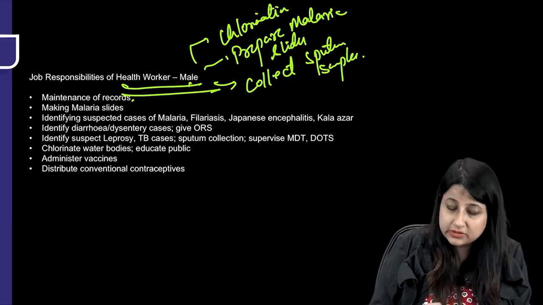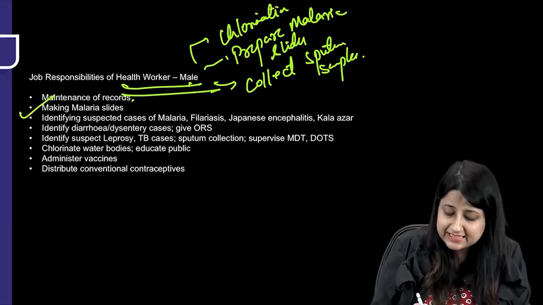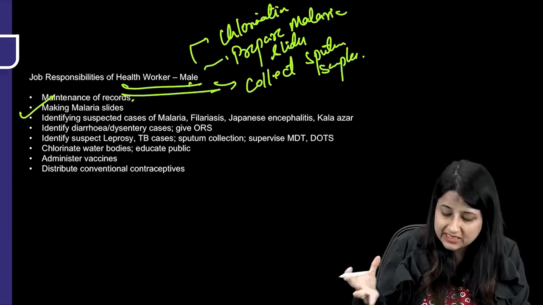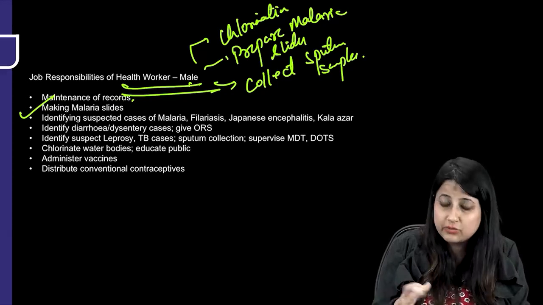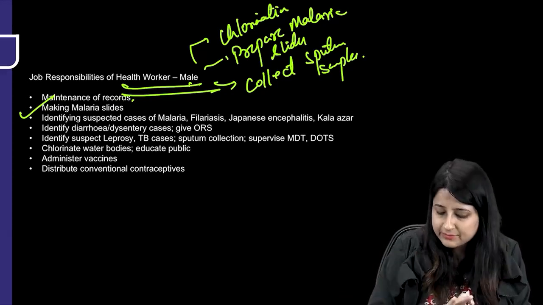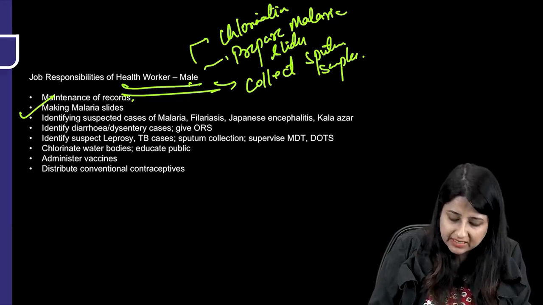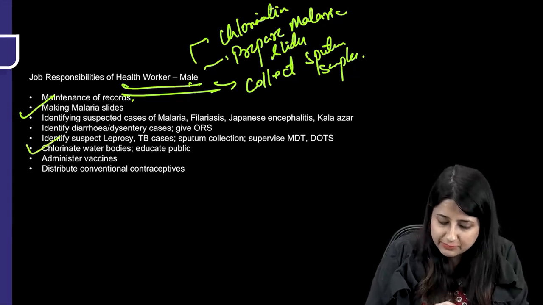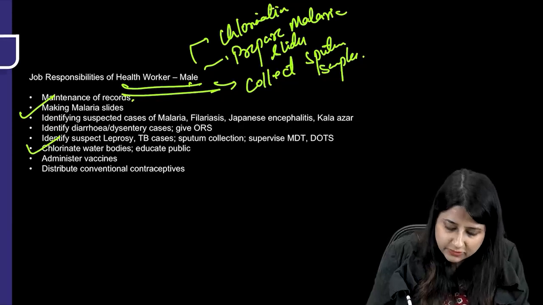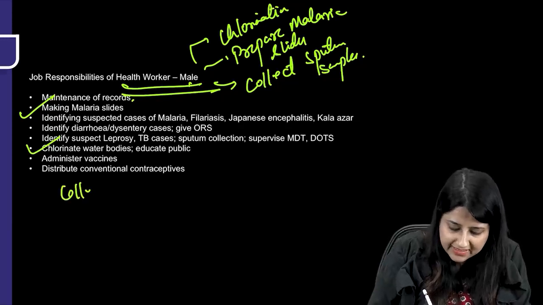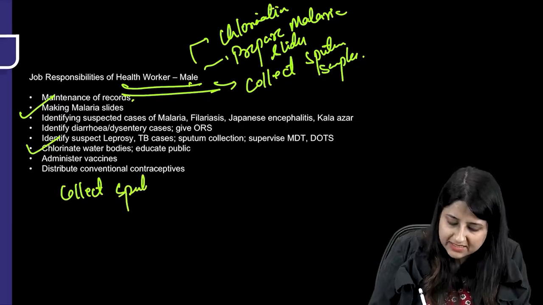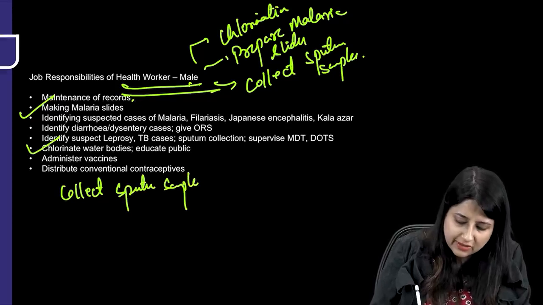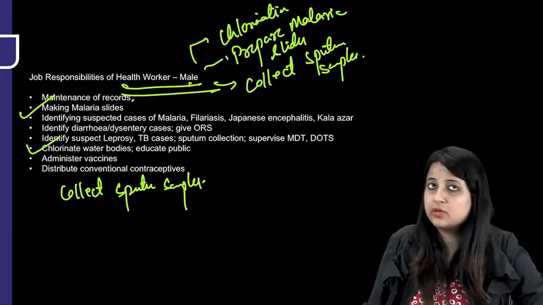Maintaining of records, both can do. This is special malaria slides. Identifying cases of communicable, non-communicable disease, both can do. Giving ORS, giving contraceptives, both can do. Vaccinating, both can do. Chlorinate water bodies is the function of male multipurpose worker, and also collect sputum samples. Okay, here you can write collect sputum samples. So you must know the job responsibility of male and female multipurpose worker.